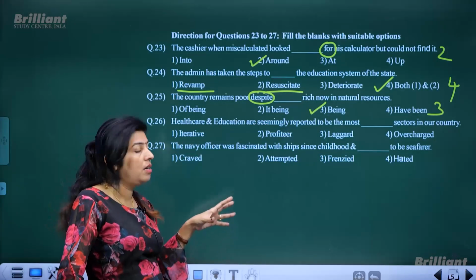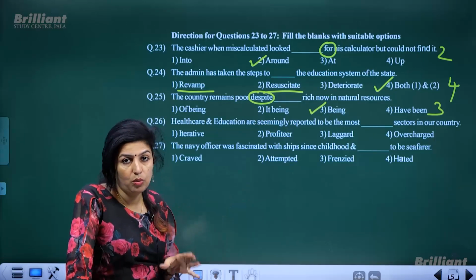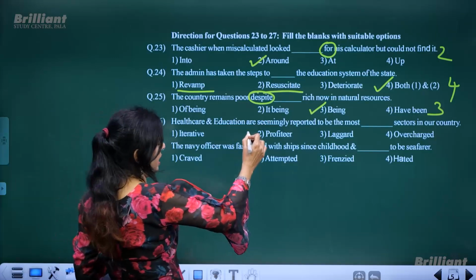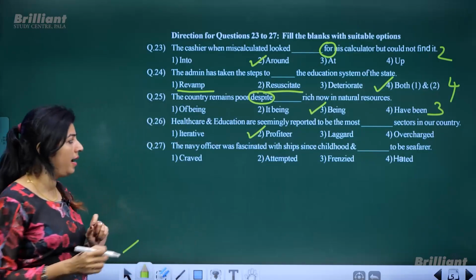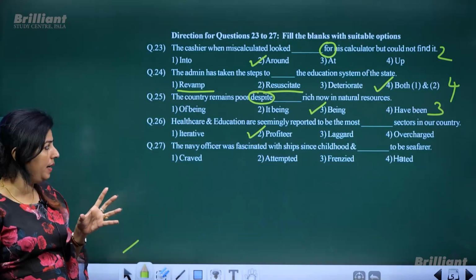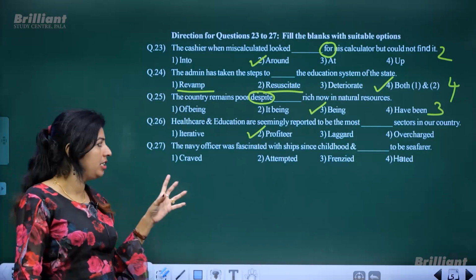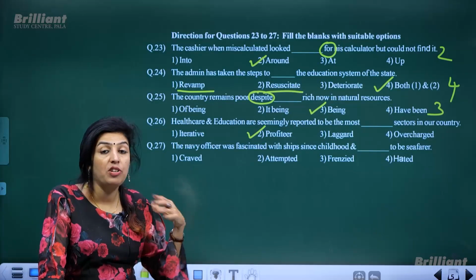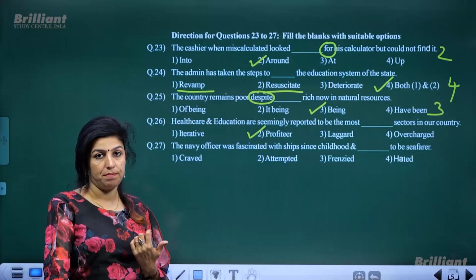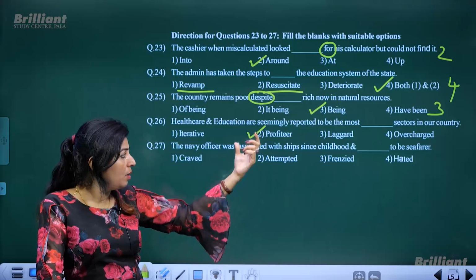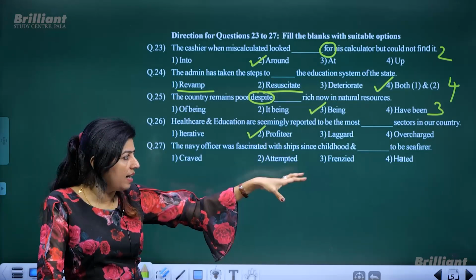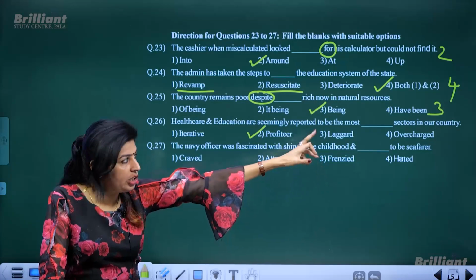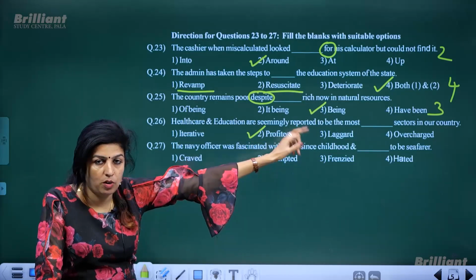Profiteer means something which brings you profit. So in that sense, this could be taken as your answer. Healthcare and education are the two sectors in our country which are making a lot of profits. So in that sense, profiteer here. Laggard means something which is declining. Overcharge, suppose if it is overcharging, it should have been taken as one of the options possible for this blank.